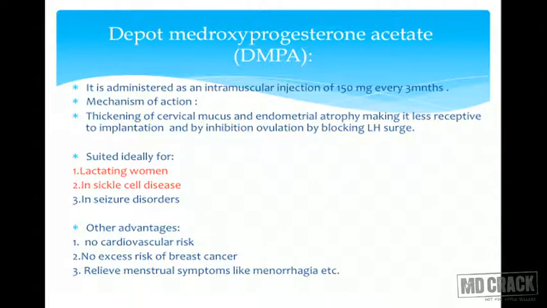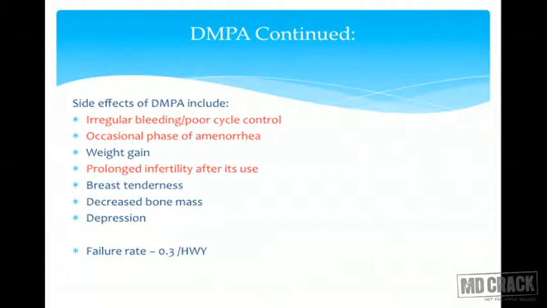Other advantages: it has no cardiovascular risk because there is no estrogen component in this, and there is no excessive risk for breast cancer. Side effects: there can be a phase of amenorrhea. The patient can have amenorrhea for a period, which varies from patient to patient, because of persistent progesterone in her body, or sometimes there can be breakthrough bleeding or irregular bleeding in that particular patient. Again, pre-use counseling is very important. Weight gain can be seen.